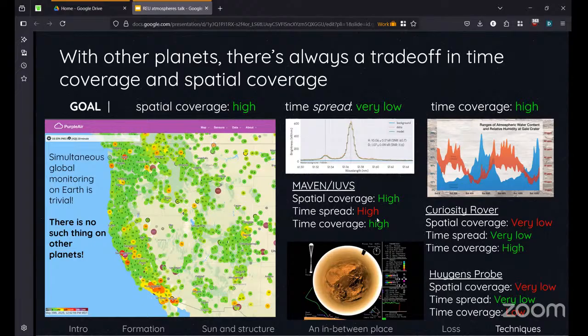But each observation is not necessarily at the same time as a different observation. So there's a big spread in time. So we have to build up those data sets in order to get a global picture.